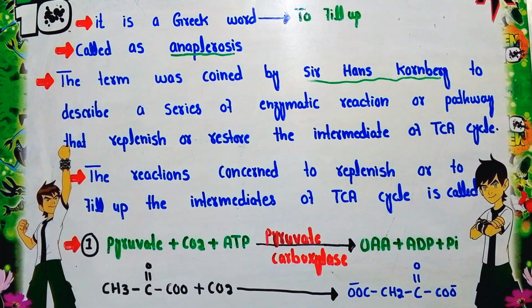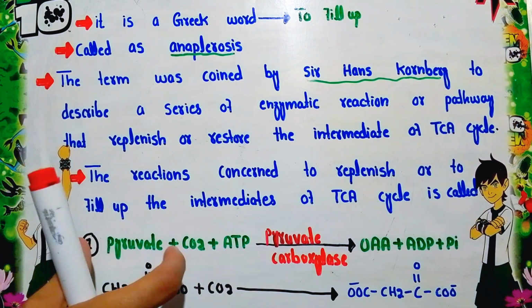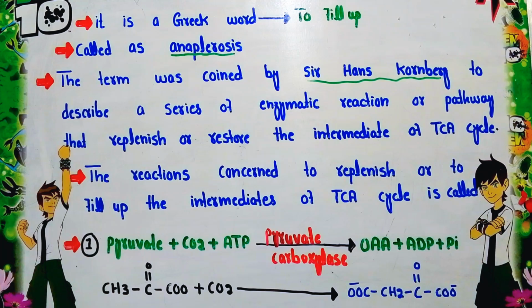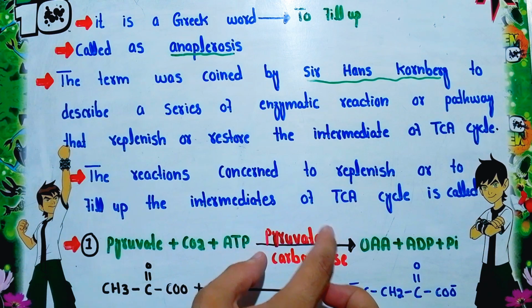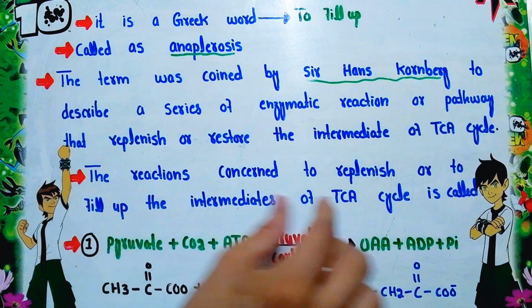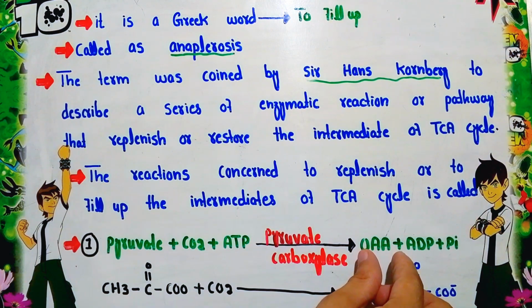Here are the important anaplerotic reactions through which the intermediates of the TCA cycle are restored. The first one is the restoration or replenishing of oxaloacetate, which is an intermediate of the TCA cycle. How does the anaplerotic reaction replenish oxaloacetate? You can see here this is pyruvate. When pyruvate combines with carbon dioxide, with the utilization of ATP, it results in the formation of oxaloacetate. The main enzyme responsible for this reaction is pyruvate carboxylase. This pyruvate carboxylase enzyme is able to combine carbon dioxide with pyruvate and form this intermediate of the TCA cycle, oxaloacetate.